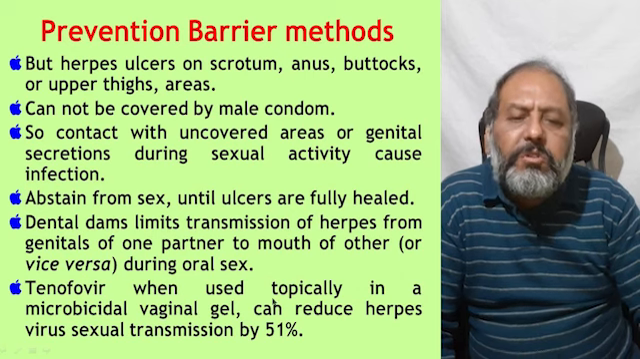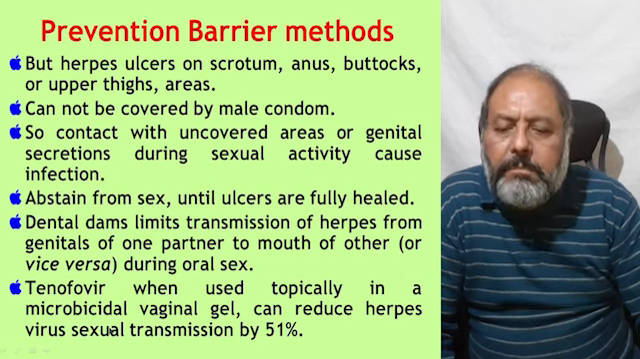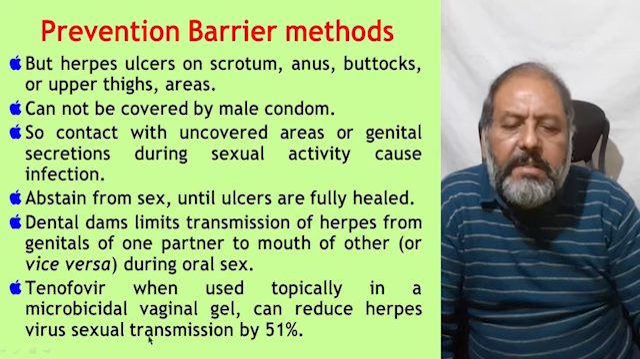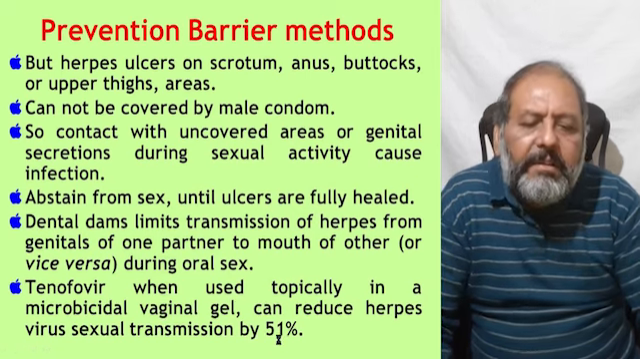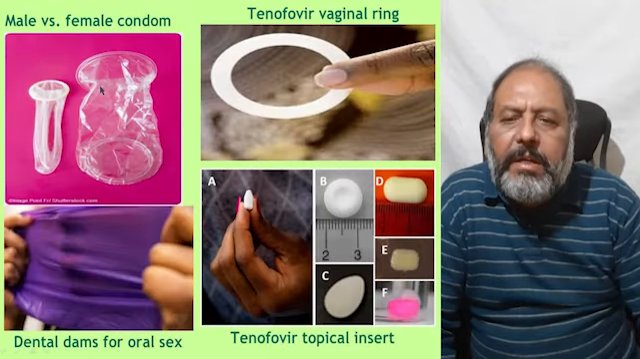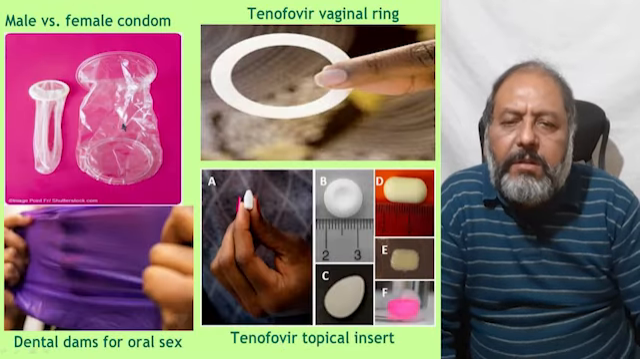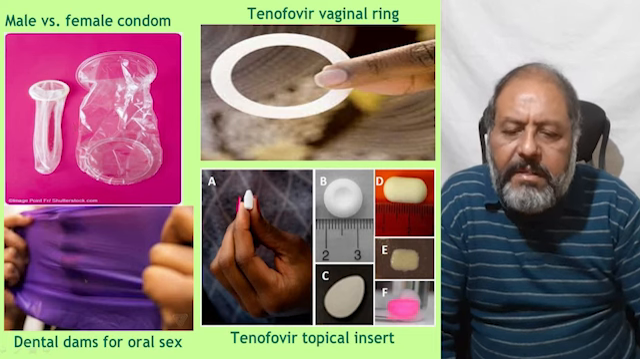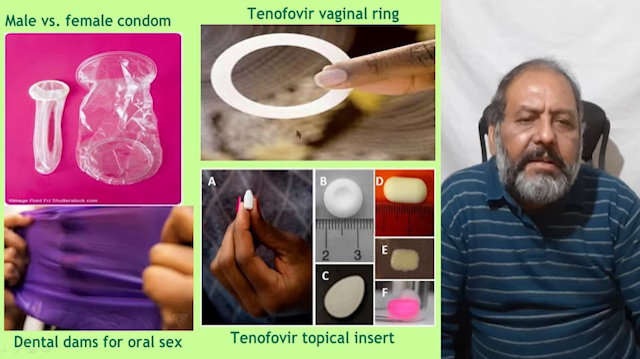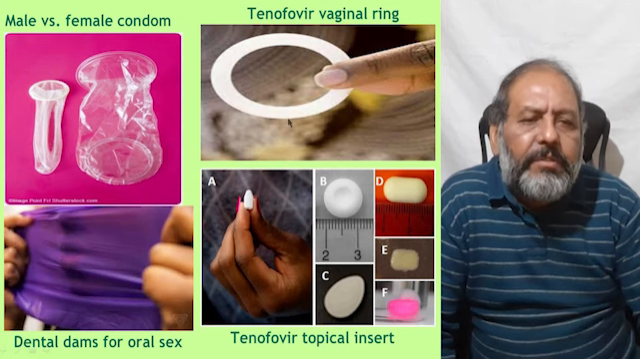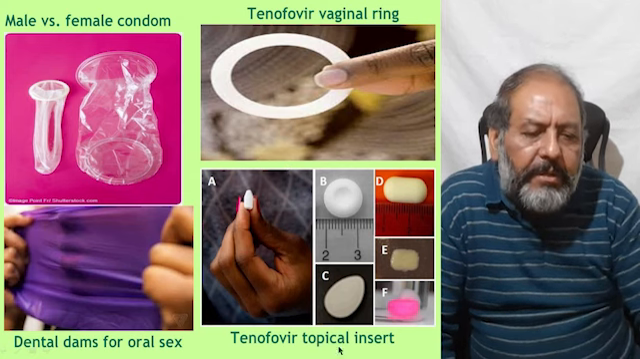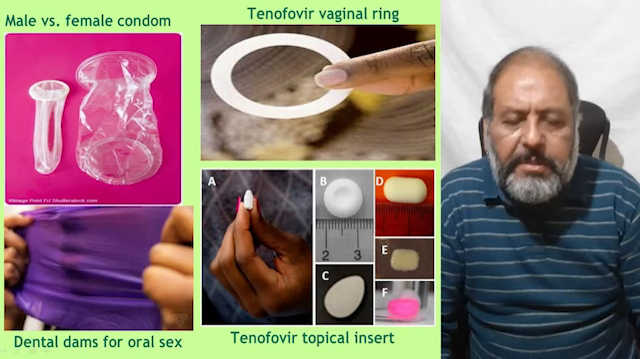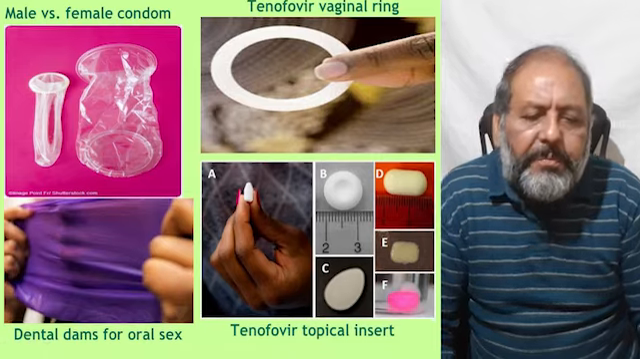Tenofovir, when used topically in a microbicidal vaginal gel, can reduce herpes virus sexual transmission by 51%. So here are the male and female condoms, the female condom also covering the labia, and here is the dental dam for oral sex. And here is the tenofovir vaginal ring and the tenofovir topical insert, which can reduce herpes genital infection by up to 50%.